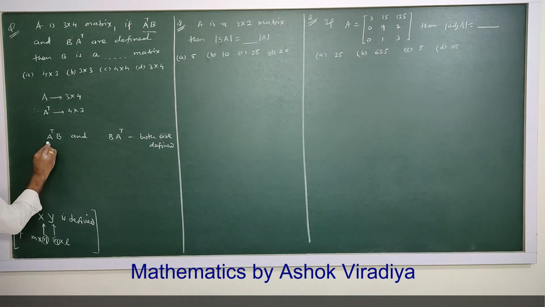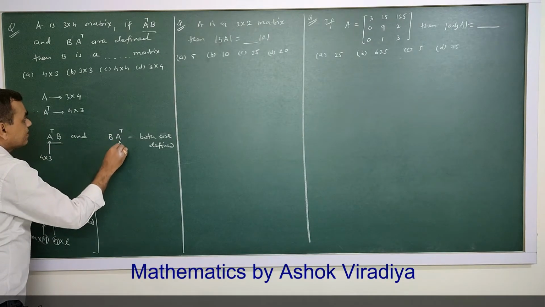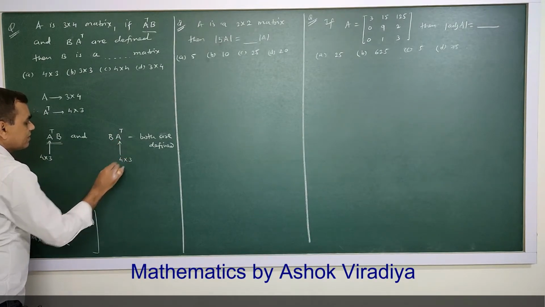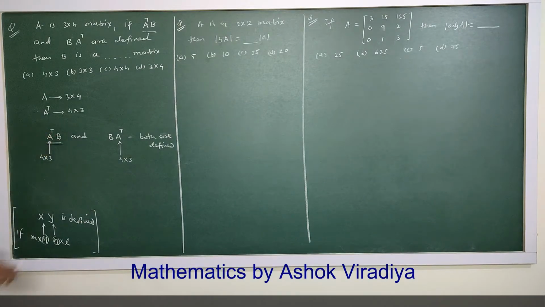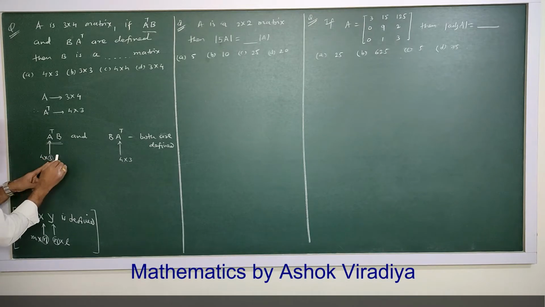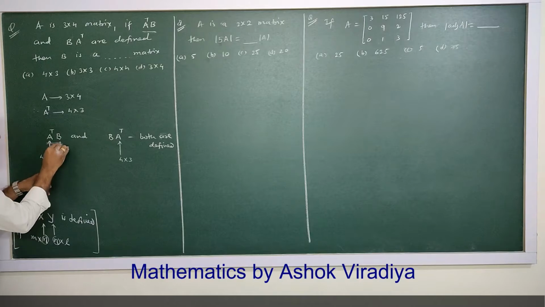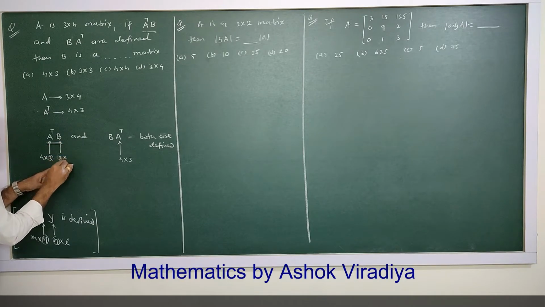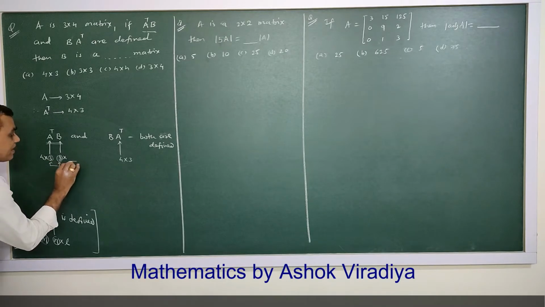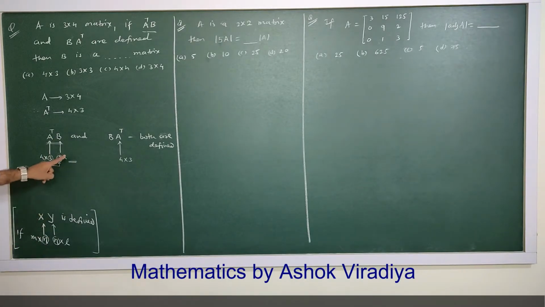This is defined. We know that transpose of A is 4 by 3. Now the product is defined if this number, which is the number of columns in the first matrix, is the same as the number of rows in the second matrix. This number should be same. Here I keep a blank space. Here this number can be any number.